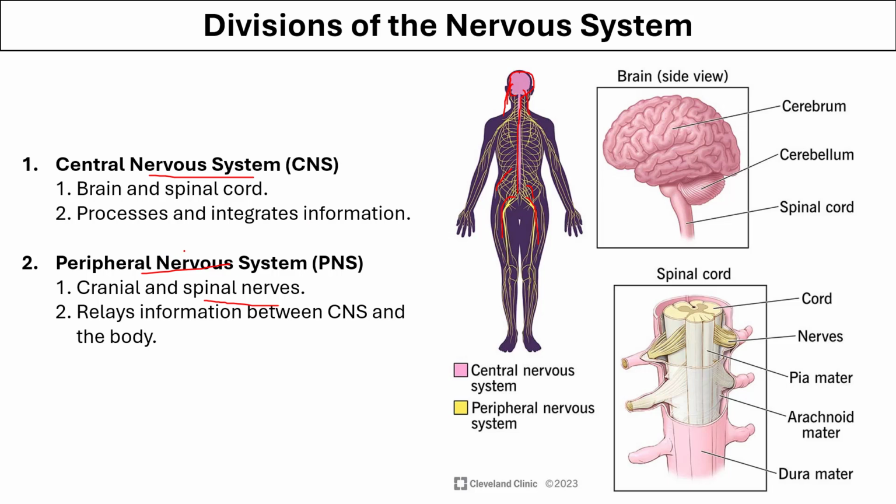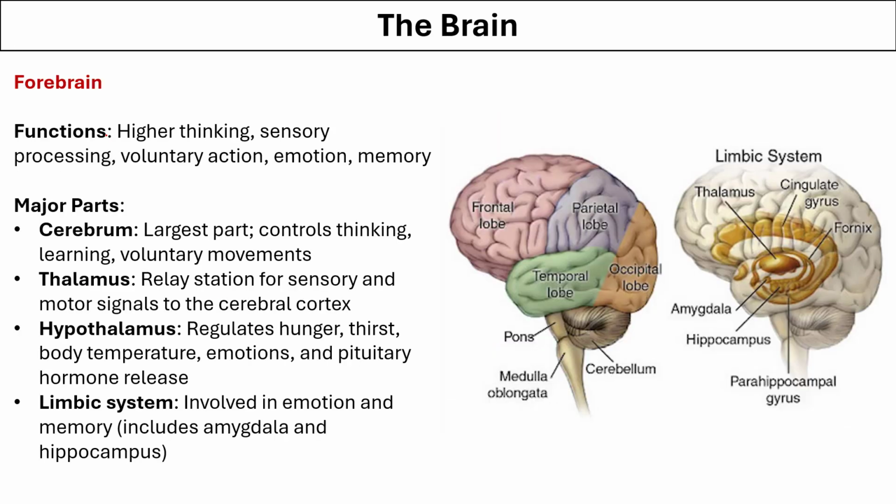So the central nervous system mainly processes and integrates information, and the peripheral nervous system is associated with relaying that information. It gathers information from all the sense organs, brings it to the central nervous system, and also takes the response from the central nervous system to the affected organ. The brain is the main organ of human beings that makes them highly evolved. It has three main parts.